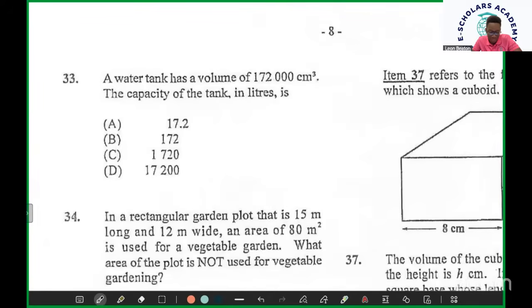A water tank has a volume of 172,000 cm cubed. The capacity of the tank in liters is, so we know liters, we have to divide.